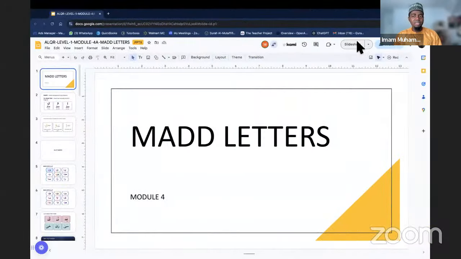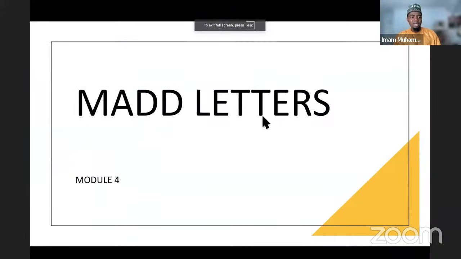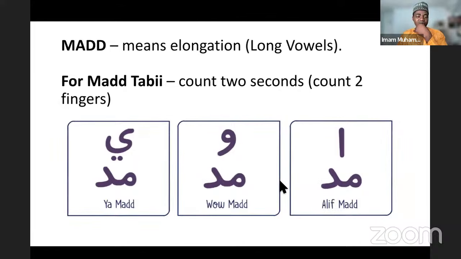So the mad letters, how many are there? There are 3 of them. When you see them in the Quran, they make the letter longer. The first of them is the alif, which doesn't have a sound in the Quran. The alif does not have a sound, so it's used for elongation.